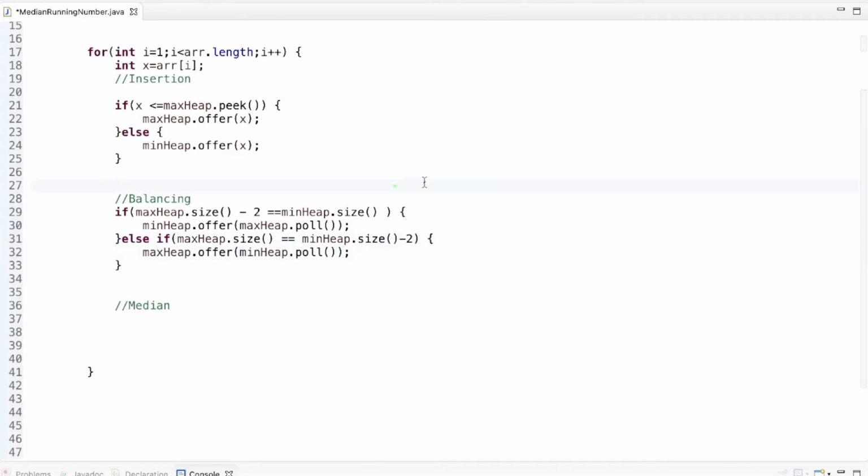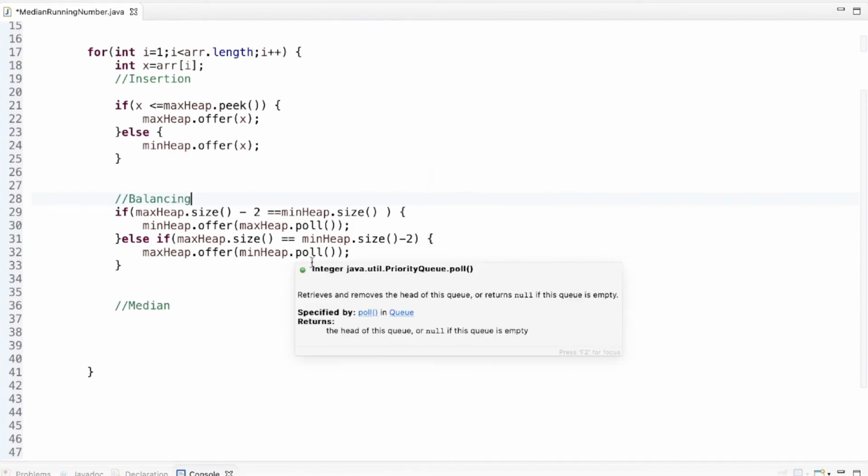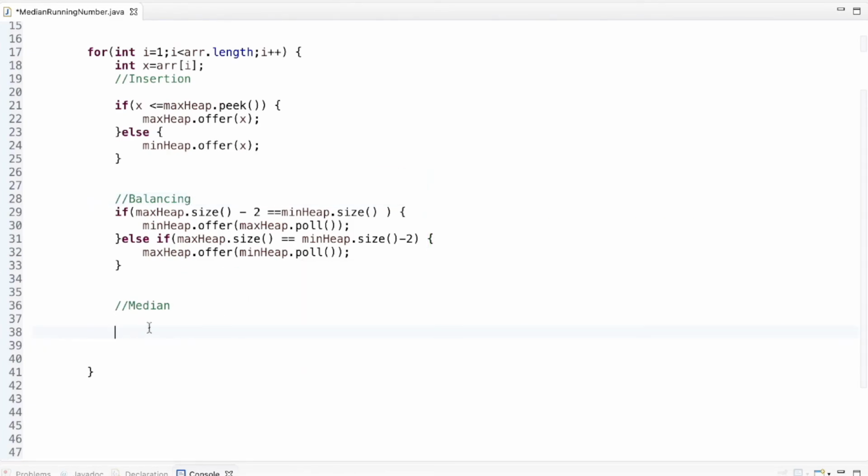So hopefully this logic is also very simple and easy to understand. First we are inserting the value into the correct bucket, and after the insertion, if our bucket gets unbalanced, we are balancing it over here. Now we are left with the last and final step, and that is finding the median.